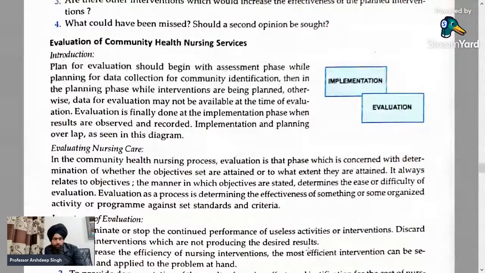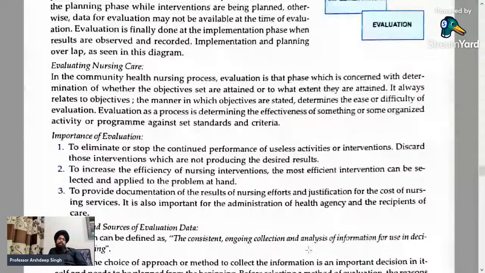There is a point written over here: evaluating nursing care. How will we evaluate the nursing care? In the community health nursing process, evaluation is the phase concerned with determination of whether the objectives set are attained, or to what extent they are attained. This is the easy line, the meaning that I want to tell you. So what we have attained in the whole nursing process, what you have expected and what you are getting, that is the meaning of evaluation.